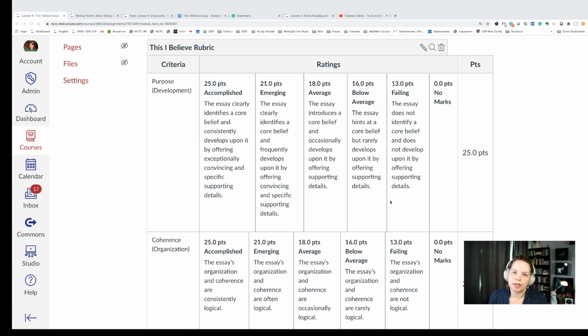A lot of times students don't always understand what their instructor is looking for when they're evaluating their paper. So this is the rubric that I'll be using in my head constantly, kind of funneling through it as I'm reading your paper. I'm going to be looking at the development of your argument or your purpose for writing the paper. Remember, for this paper, we are identifying your own personal This I Believe statement. So does your essay clearly identify that statement? And do you offer specific supporting details that illustrate that? I'll be looking specifically for making a point and then developing it.